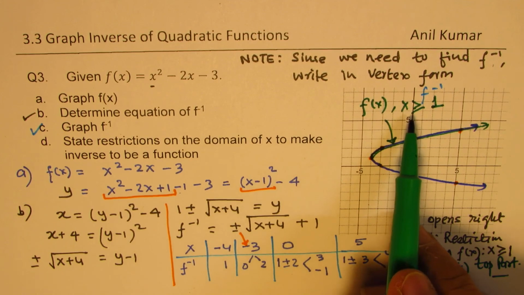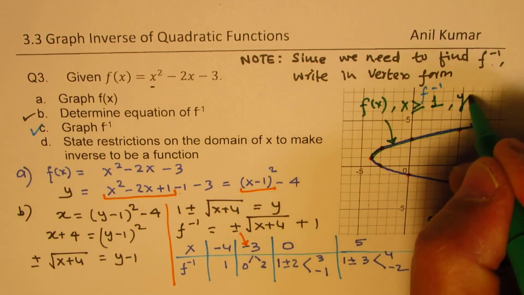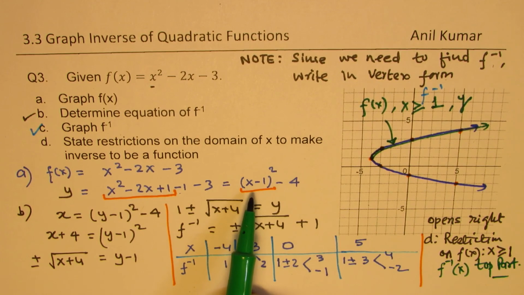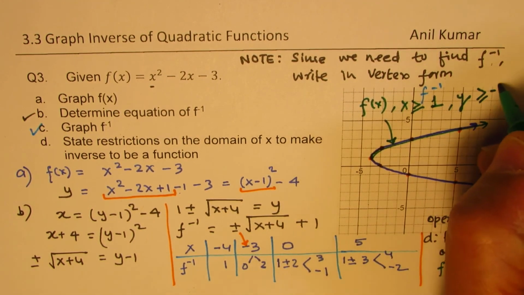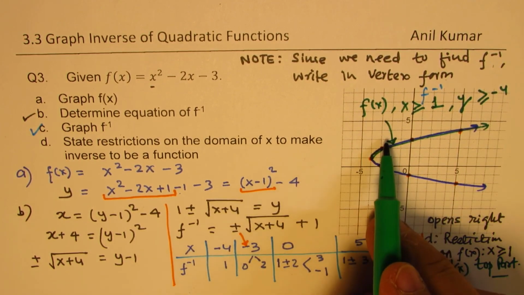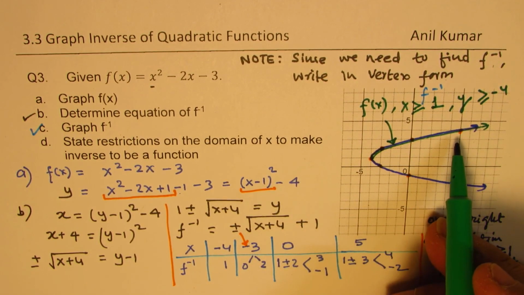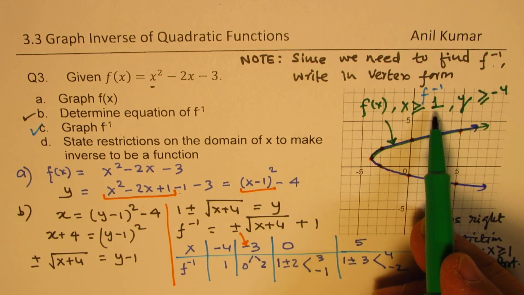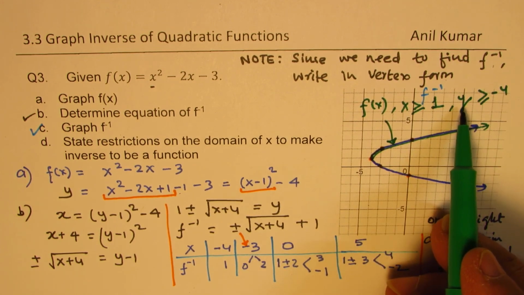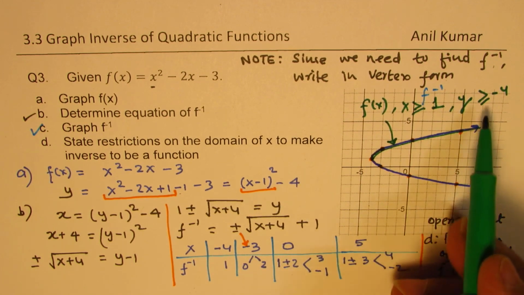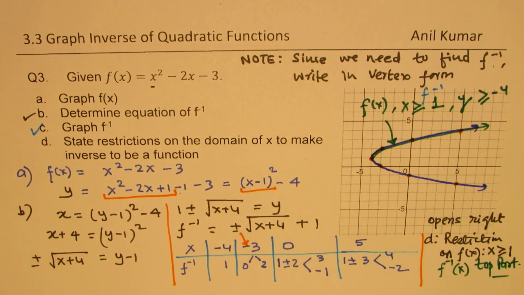So because if x is greater than or equal to 1, we know y will be, in this particular case, greater than or equal to minus 4, right? So y is greater than or equal to minus 4. You can see for inverse, it has swapped. Y is greater than or equal to 1, right? And x is greater than or equal to minus 4 for the inverse. Does it make sense to you? So I hope with this, all the concepts about graphing quadratic functions and their inverse must be clear.